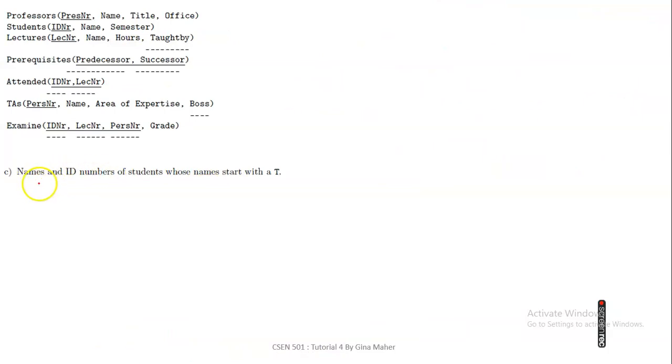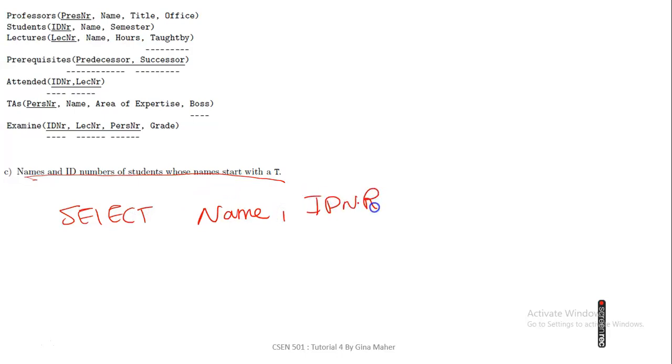Name and ID of students whose names start with T. The name and ID of the students can be extracted from table students. So here we can write select name, ID from students.